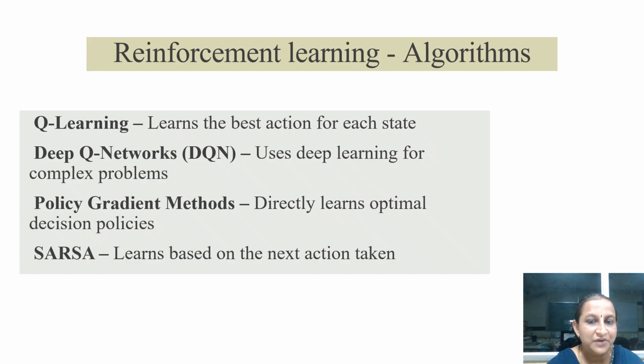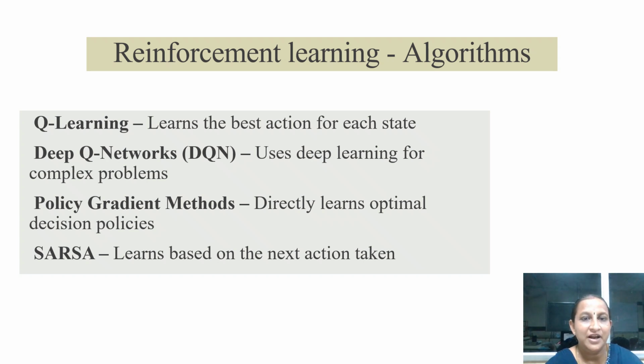The second one is deep Q network. This is a deep learning algorithm used for complex problems. It is an advanced version of Q-learning, and it is useful when the system is very complex or when we have a large amount of sensor data from structures like bridges or smart buildings. It is mainly used to analyze vibration, strain, and displacement data to make smarter maintenance decisions.